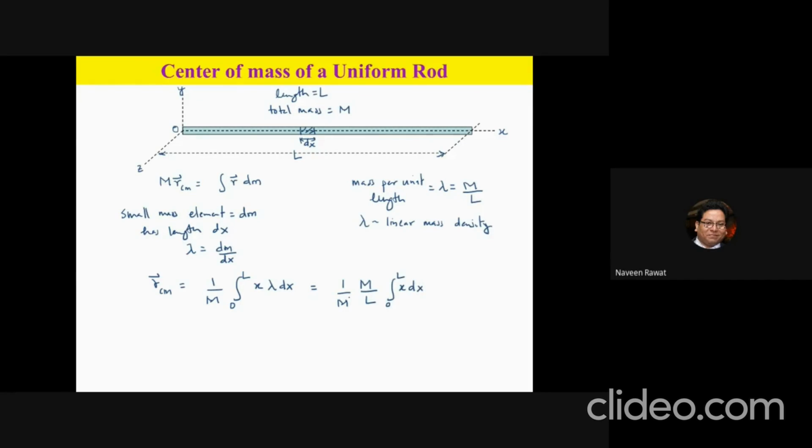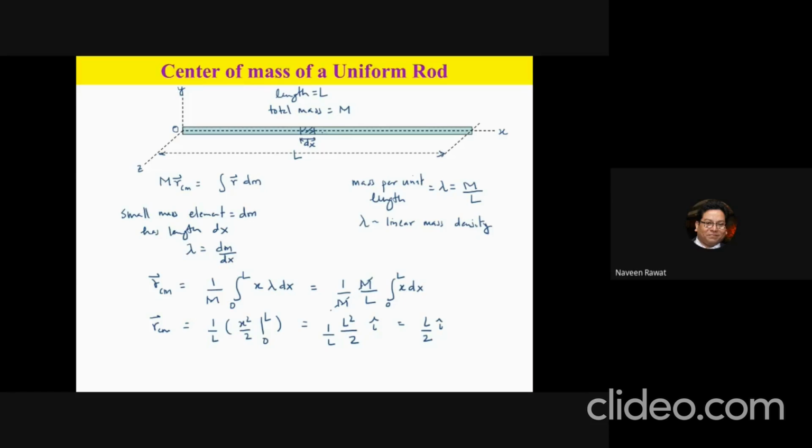And here your mass will cancel, so you get 1 over L, and integral of x dx is x square by 2, and now you have to use the limits from 0 to L. So you will get L square by 2, and you had 1 over L here, and now it is pointing in the i direction, which is the unit vector along this direction. So you get L by 2 i. As we had predicted, the position of the center of mass is exactly in the center of this rod.